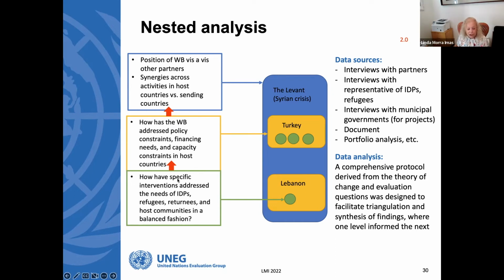So interviews with partners, interviews with refugees, interviews with those who represent the refugees, government, what else are they doing that might influence this project? Document analysis, portfolio analysis. We want multiple sources of information. And data analysis. Robert Yin, which is another book I'll talk about later, is an excellent resource.